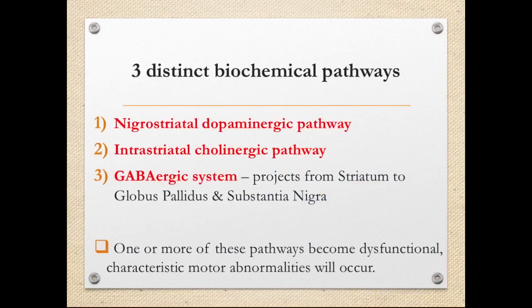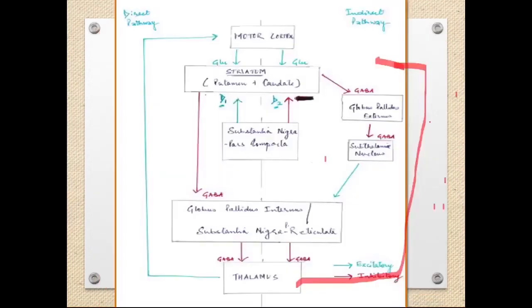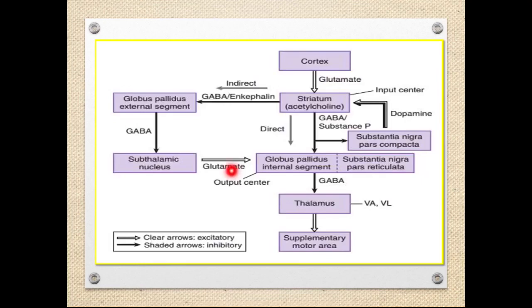Now all these zigzag interconnections are very complicated, so just try to focus on these two. One is this one, memorize this diagram. If anything comes related to the basal ganglia, draw this flow chart. The second one is this one, also very important, the simplified version.